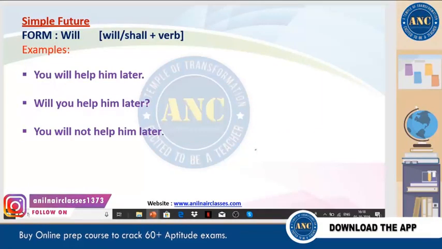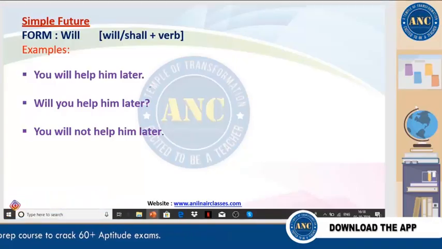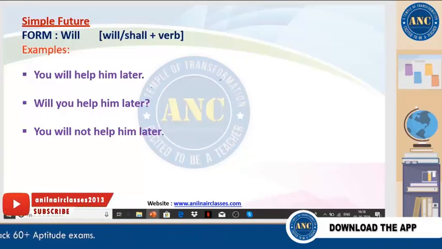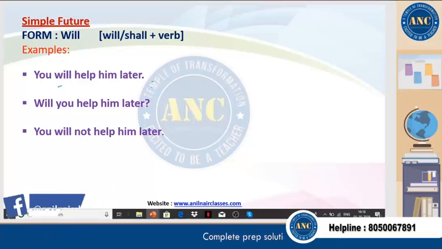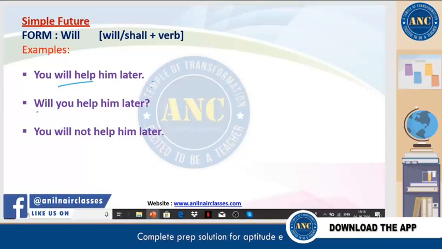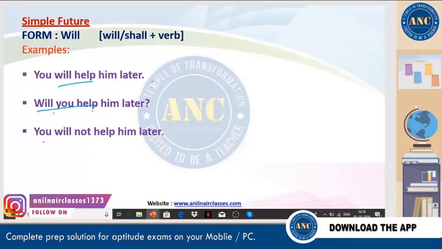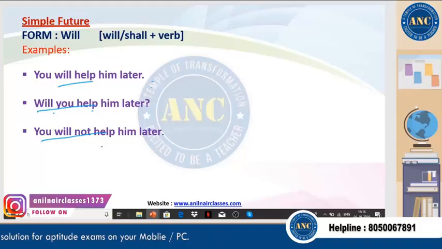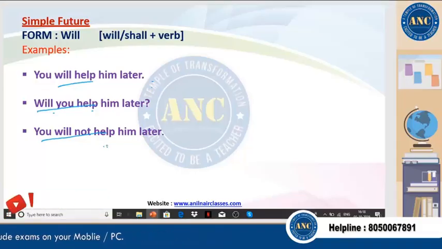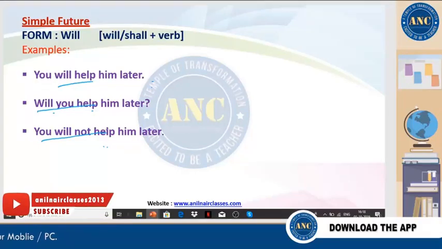So will is the simple future form. So will, shall plus the verb will be used as the simple future. Say I will help him later. So will help is the simple future tense. Will you help him later? So will help is again the simple future. You will not help him later. Again, a negative sentence is there, but again, the simple future sentence only is there.